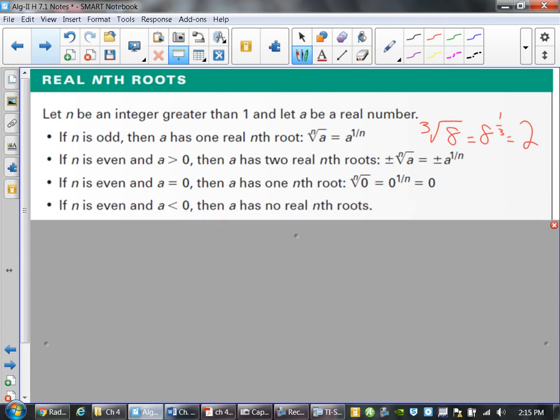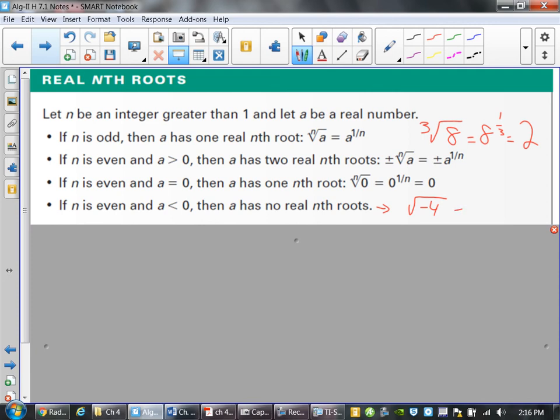This is just to figure out how many reals. And then the last one: if you're trying to take the nth root of a negative number, for example, what's the square root of negative 4? Is that real? No. So this is just saying that you're not going to have any real roots. You already knew that because you've done that. Well, you'd get plus or minus 2i, but we're talking about in terms of real. You just don't get a real root.